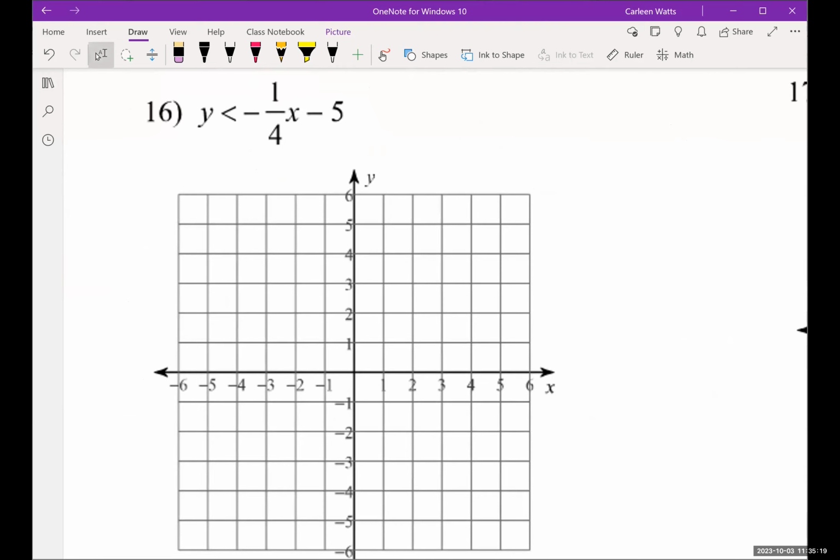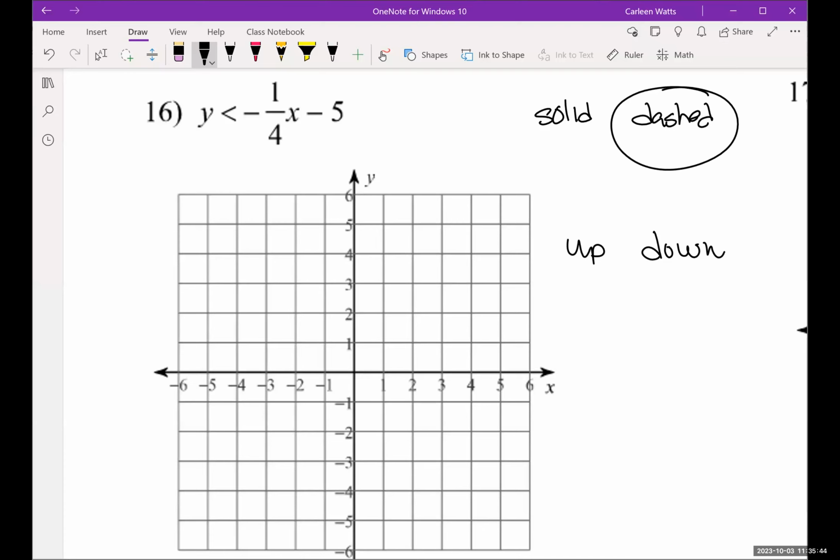Number 16. Solid or dashed? Sometimes it's dotted. Up or down? Dashed, it's not equal to, and less than is down. Yeah?